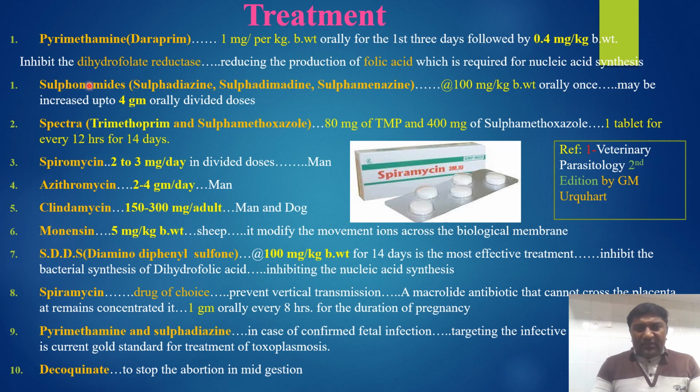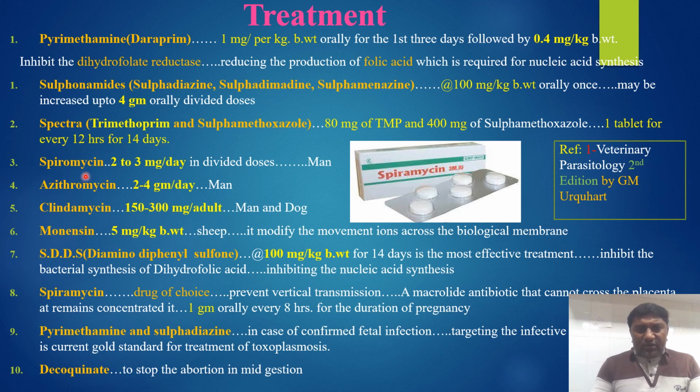The next one is the sulfonamides. They include sulfadiazine, sulfadimidine, and sulfamethoxazole. The dose rate is 100 milligram per kg body weight orally once, and may be increased up to 4 gram orally in divided doses. The commercial name of this medicine is Septra, which has trimethoprim and sulfamethoxazole, 80 milligram of TMP and 400 milligram of sulfamethoxazole, one tablet every 12 hours for 14 days.